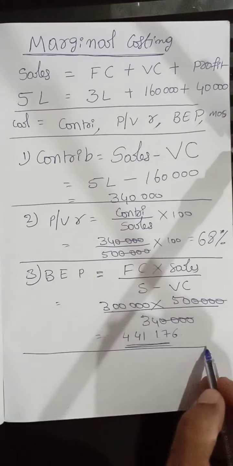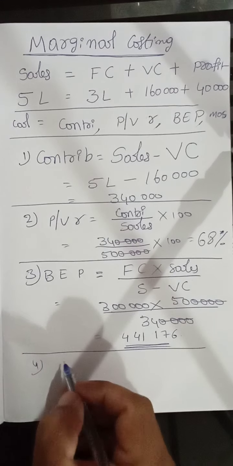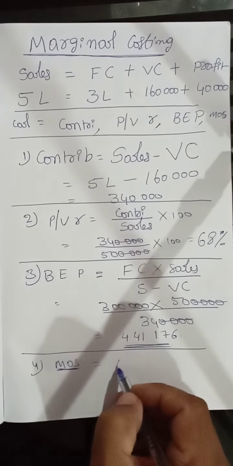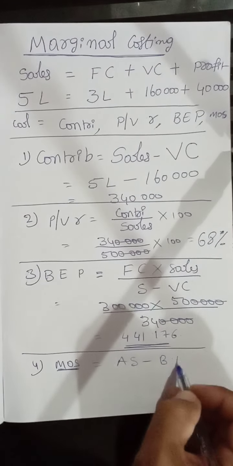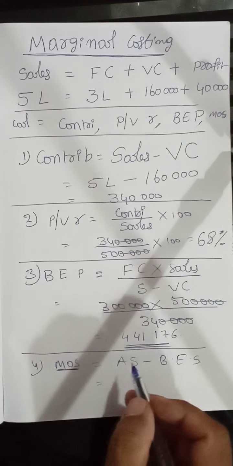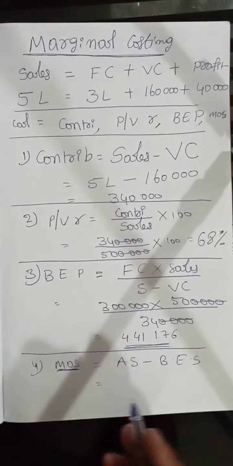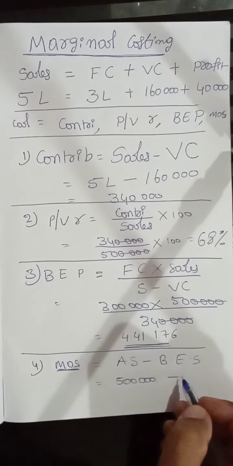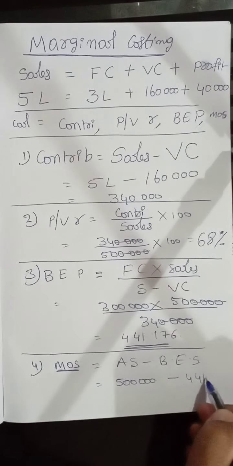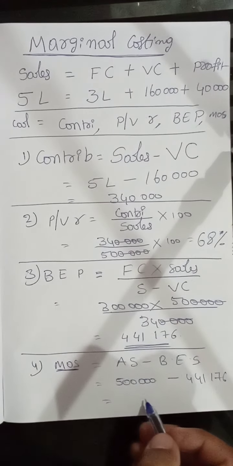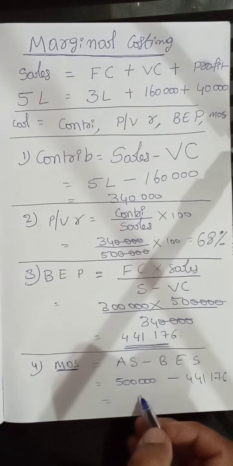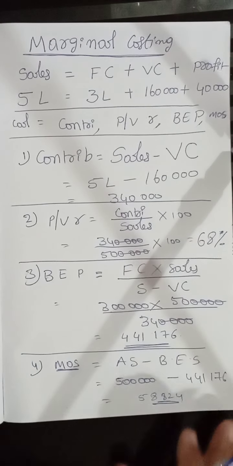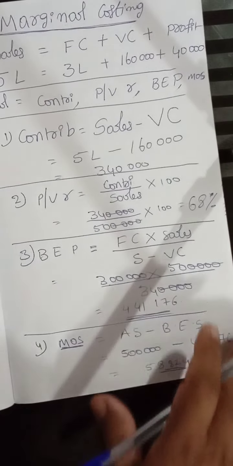Now finally fourth one, margin of safety. The formula is actual sales minus break even sales. Actual sales means the sales already given in the problem. 5 lakhs is the given sales, minus break even sales, which we just got, 4,41,176. If we calculate, that is the answer: 58,824. So these are the important formulas.